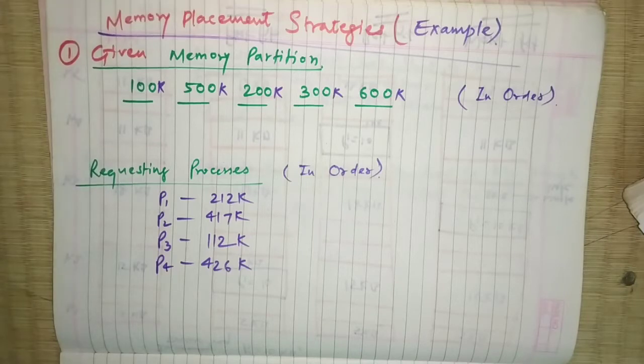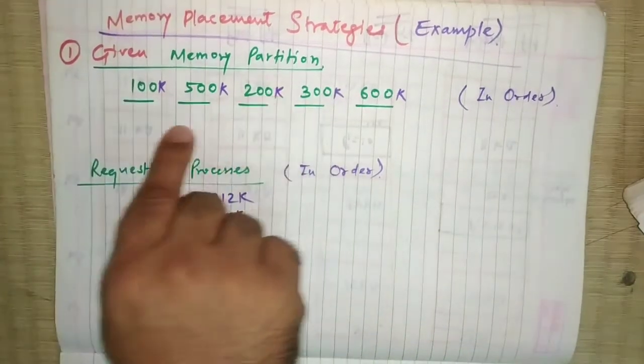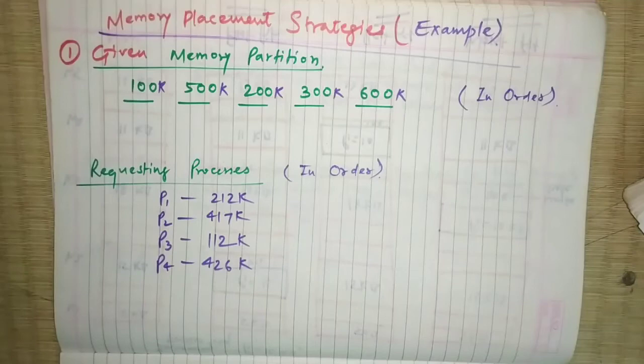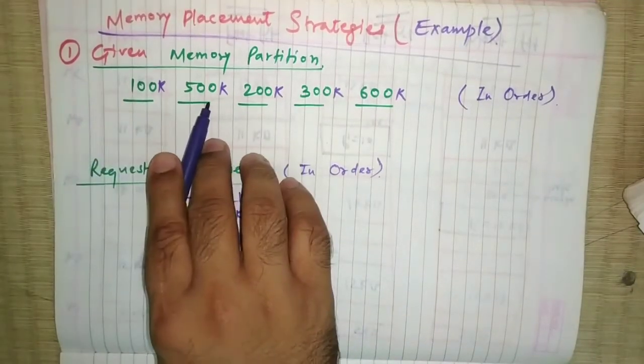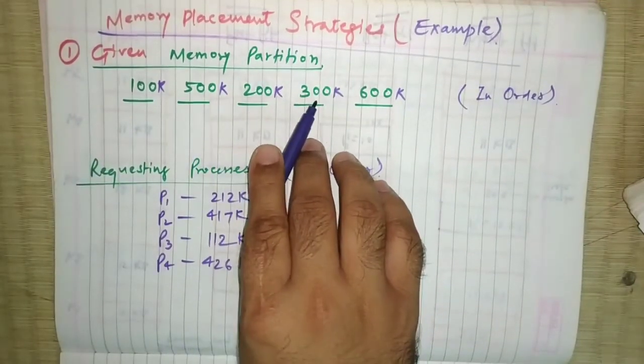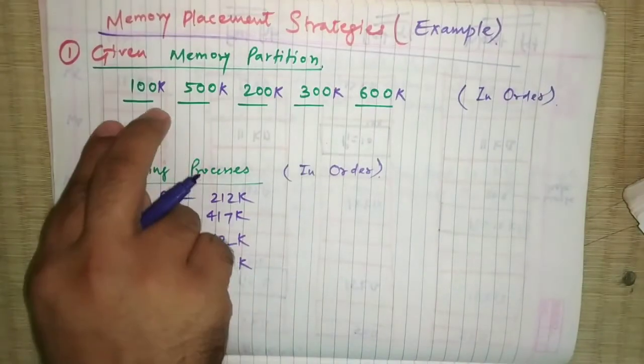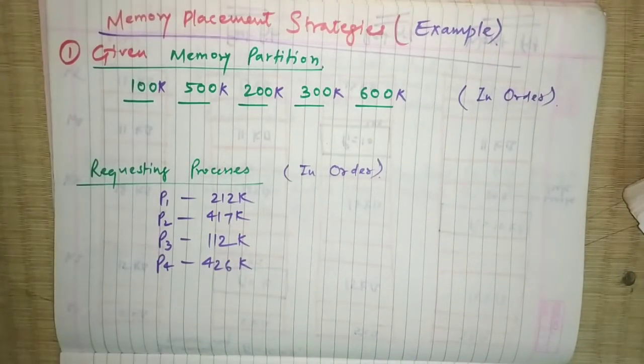Okay, so we have to use the data given in front of you. The given memory partitions we have are 100k, 500k, 200k, 300k and 600k. Okay, so these are the memory blocks which are available right now.